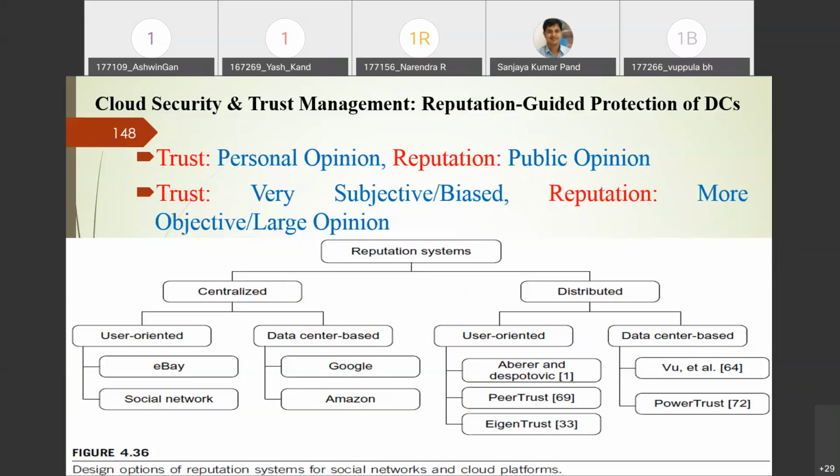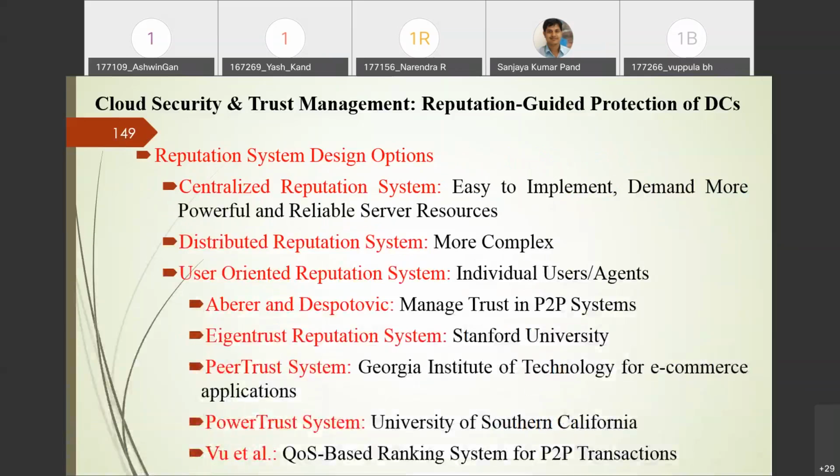So whenever you go for a reputation system, it is of two types. It may be a centralized system or a distributed system. Centralized system means everything is done by a single system, right? There is a centralized server which monitors everything, which may lead to a single point of failure as well. A centralized system is very easy to implement and demands more powerful and reliable server resources. Whatever server you are hosting for the centralized system, you have to ensure that it is reliable, right? Otherwise, if it fails, then the complete system will collapse.